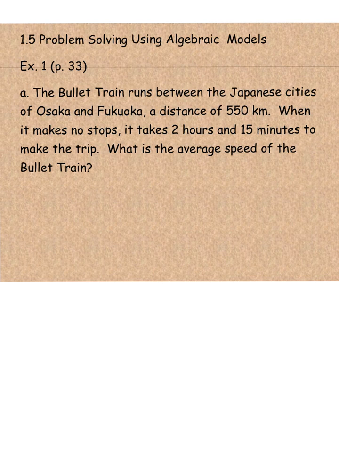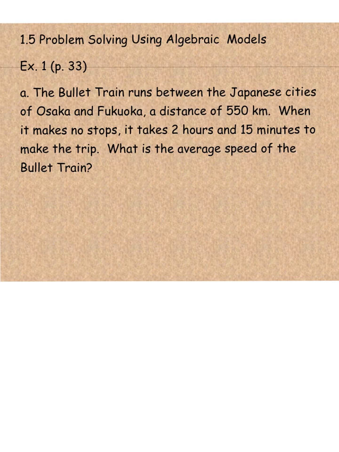Section 1.5, problem solving using algebraic models. Example 1, which can be found in your textbook on page 33. We have the bullet train that runs between two Japanese cities at a distance of 550 kilometers apart. When it makes no stops, it takes 2 hours and 15 minutes to make the trip. What is the average speed of the bullet train?